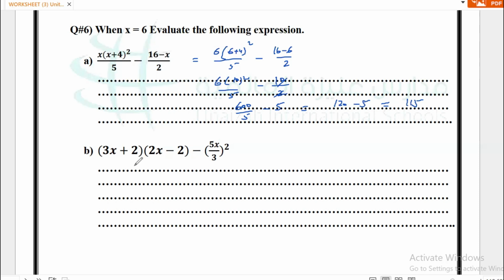And the next one, we also check at x is equal to 6. So 3 into 6, 18 plus 2, 6 into 2, 12 minus 2 here, 5 into 6, 30 over 3 whole square. And then 18 plus 2 gives us 20. Multiply by 10 and minus 30 divided by 3 gives us 10, and 10 square gives us 100. So it is 200 minus 100, that is equal 100.